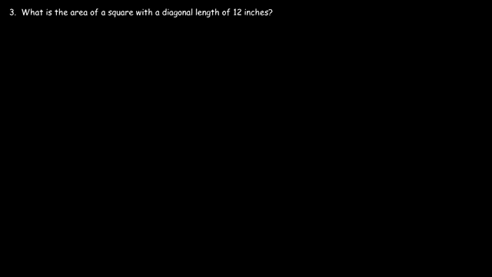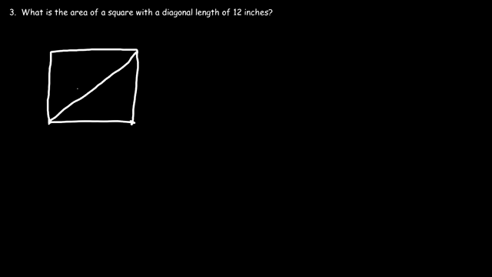What is the area of a square with a diagonal length of 12 inches? So first, let's draw a square. And this is just a rough sketch of a square. And this is the diagonal of the square. So that's 12. Now let's call this x. All four sides of a square are the same, so this is x.